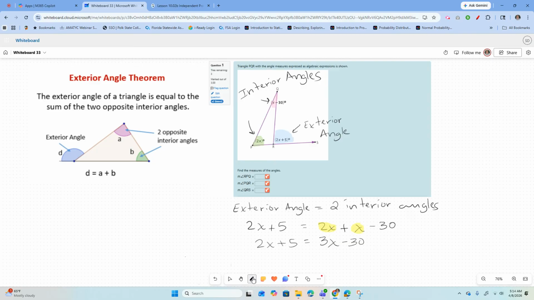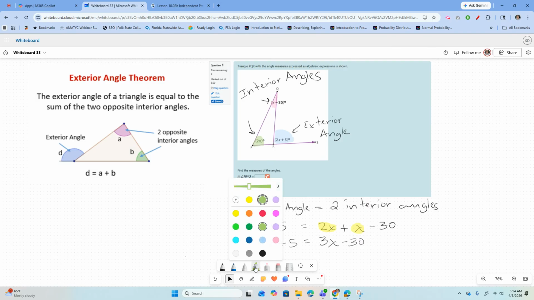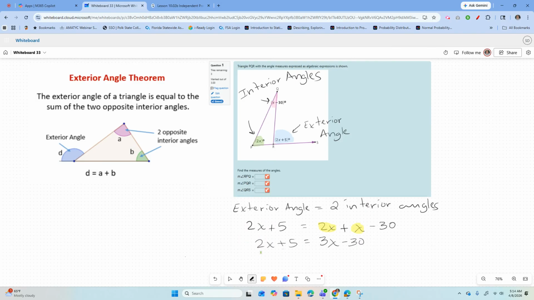Next thing, I want to solve for x. So I need to put all the x's on one side and all the numbers on the other side. Let me change the color here. Every time you have the x's on opposite sides of the equal sign, you're going to subtract them. So I'm going to take this 3x and subtract this 2x. 3x minus 2x is just x. And I'm going to put it right here on the left side of the equal sign.